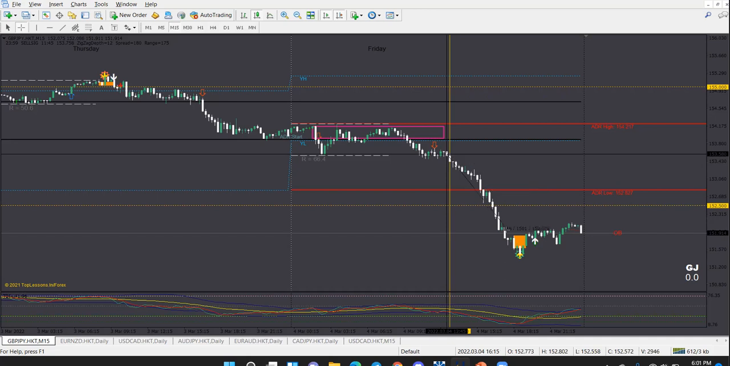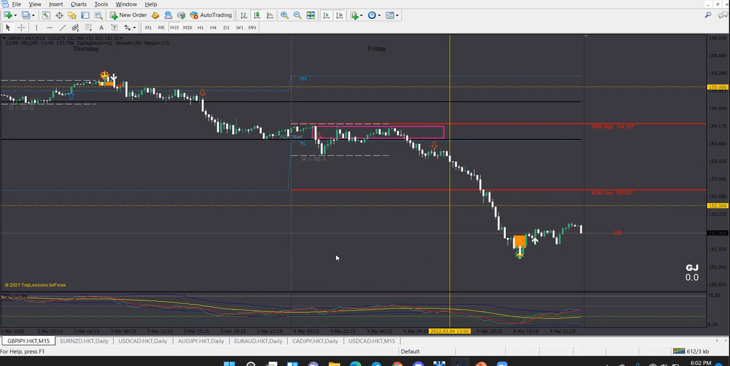But I'm not trying to be greedy. It went all the way down to almost 200 pips. Beautiful trade, but I took my pips around here and I was done. I was happy. But that's it, guys. I mean, we don't want to overcomplicate this. Keep it simple.